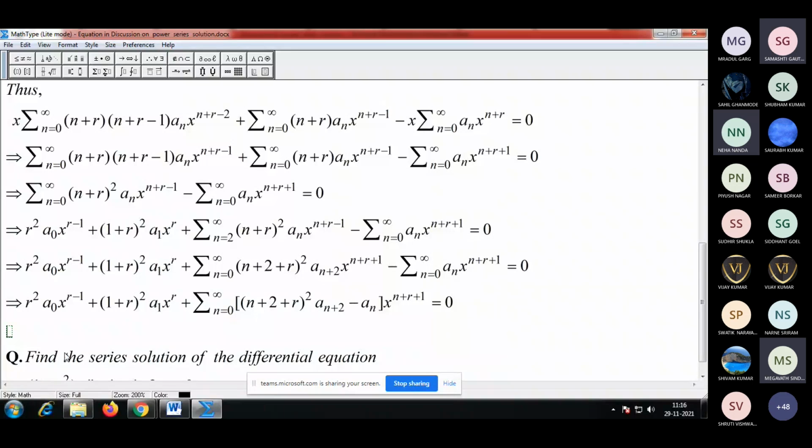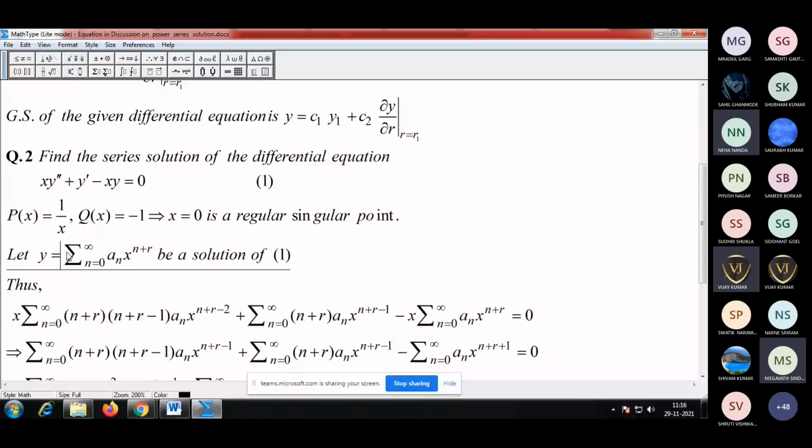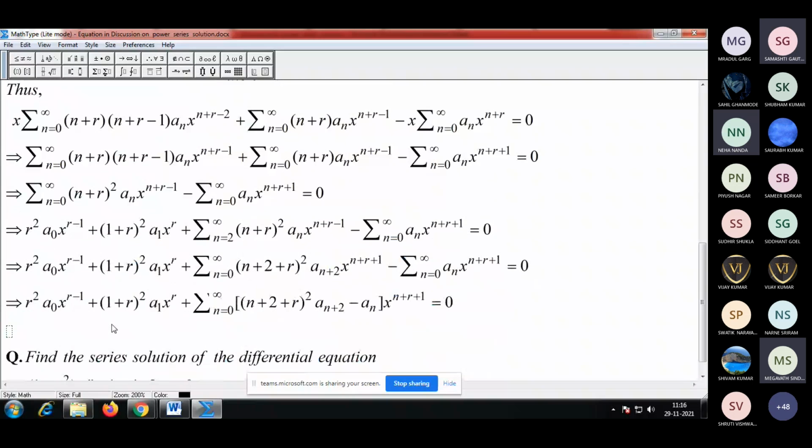Now, as all of you know, after writing in one summation, since we have assumed the ascending power series, to find the value of r we must equate the coefficient of the lowest power of x to 0.